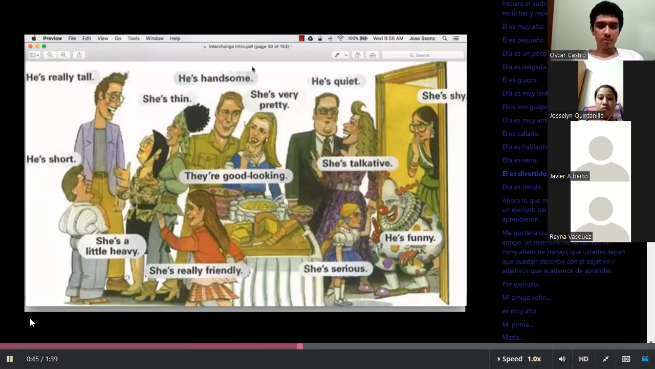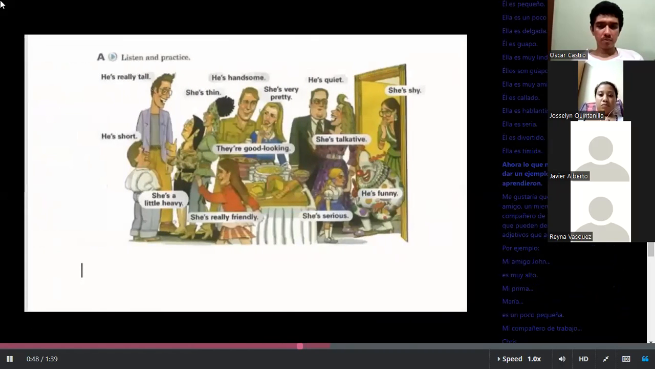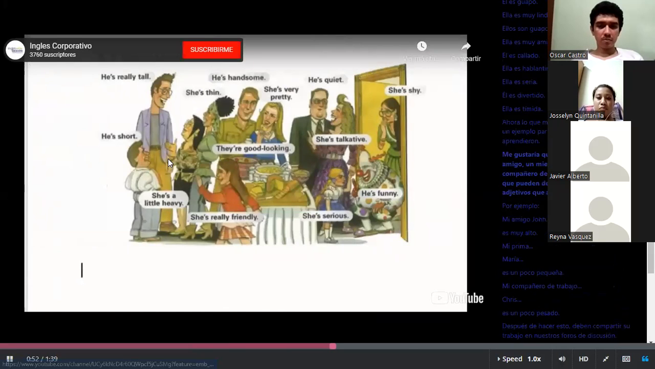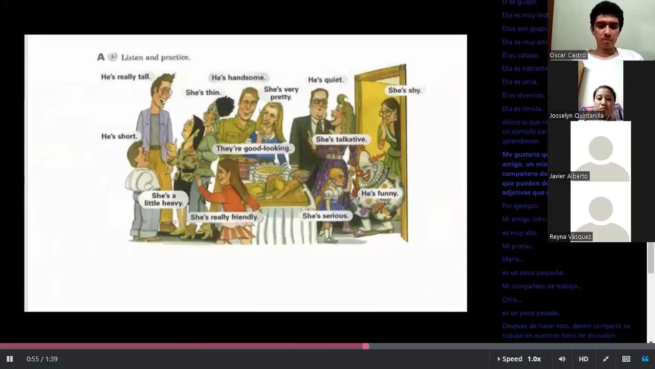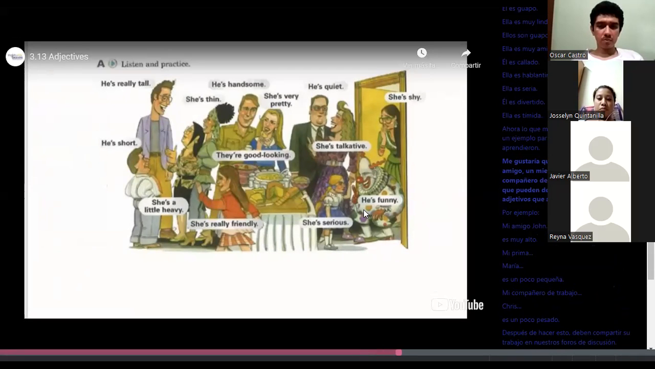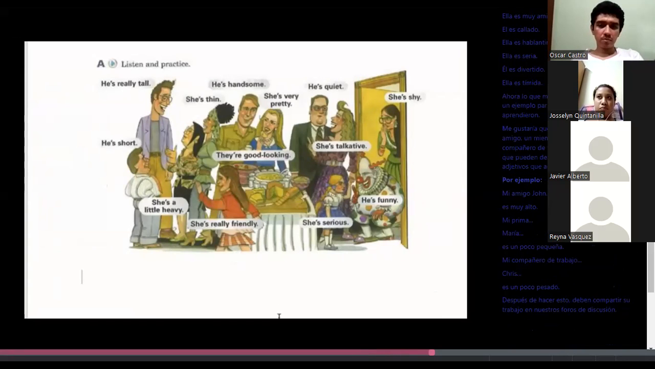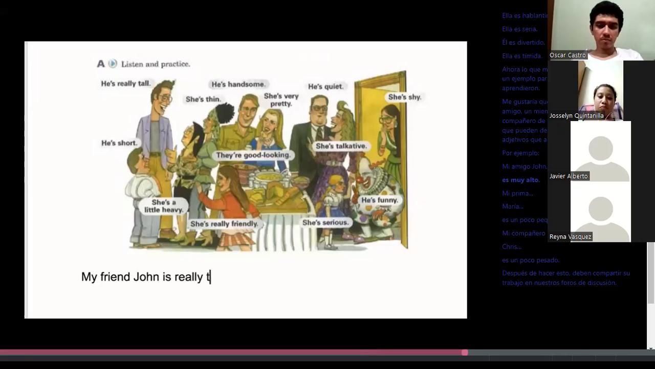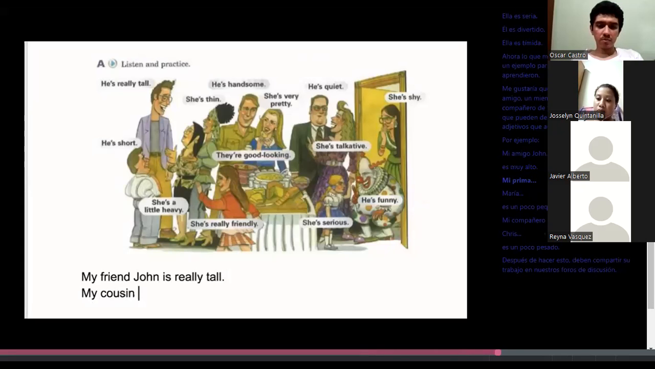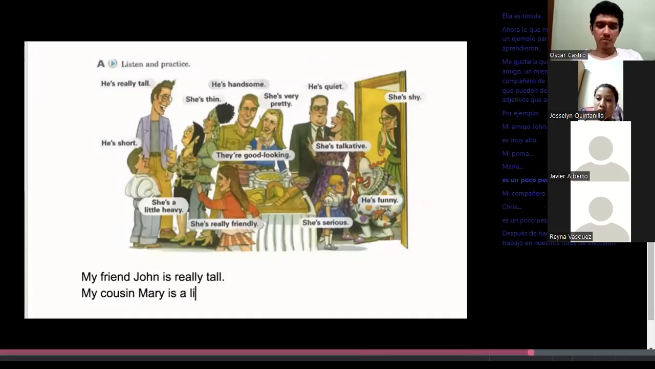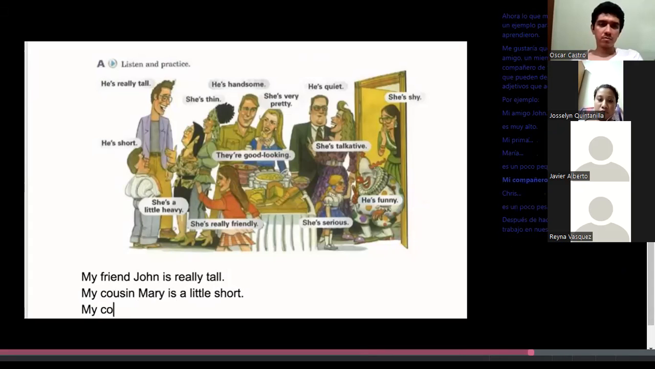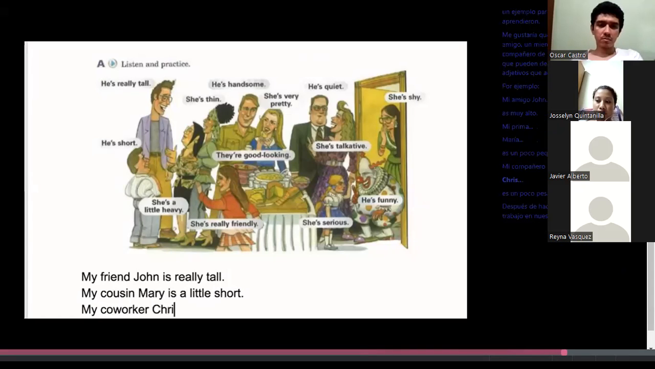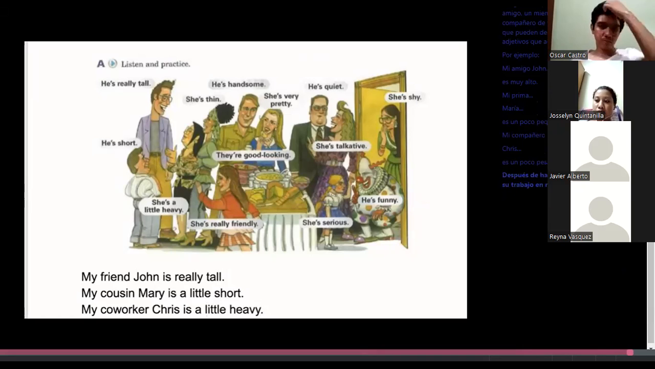He's funny. She's shy. Now, what I would like for you to do is to give an example for each adjective that you learn. I would like for you to talk about a friend, a family member, a coworker that you know whom you can describe with an adjective or adjectives that we just learned. For example, my friend John is really tall. My cousin Mary is a little short. My coworker Chris is a little heavy. After you do this, you should share your work in our discussion forums.